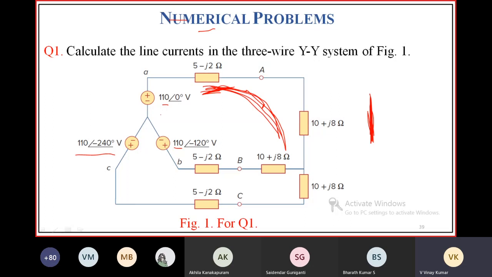From this picture, we can say that all phase voltages are equal in magnitude, but still the angle is 120 degrees from each other. This means this is a balanced system. Okay, balanced source.